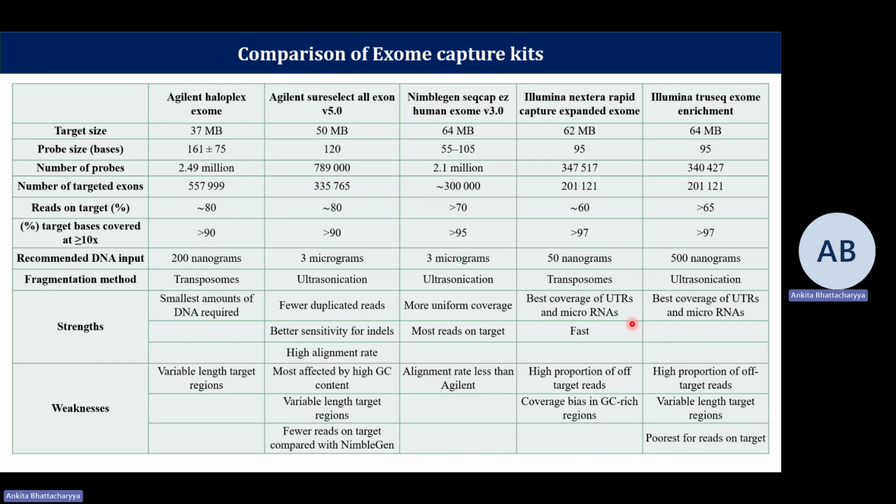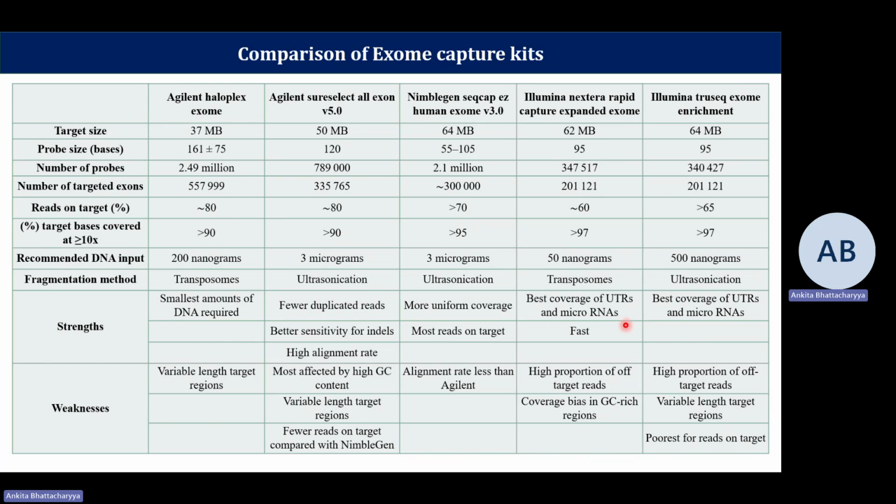The probe size which is used for each of these methods is different. How many probes are used, that is also showing a lot of variation. Like for example, the Agilent Haloplex exome and the NimbleGen SeqCap, they have a lot more probes in comparison to the other strategies. And what these probes actually target, that can also vary.